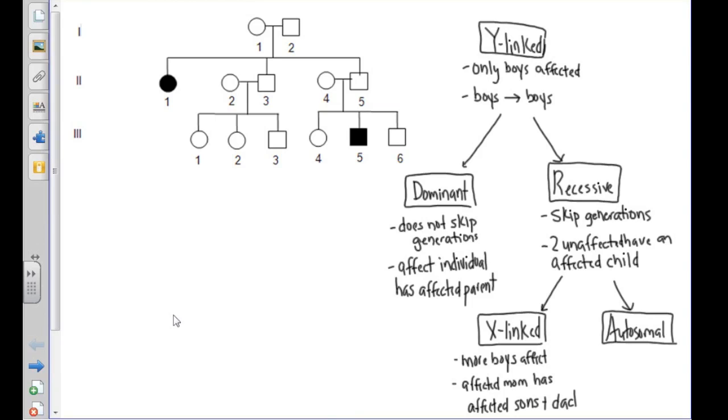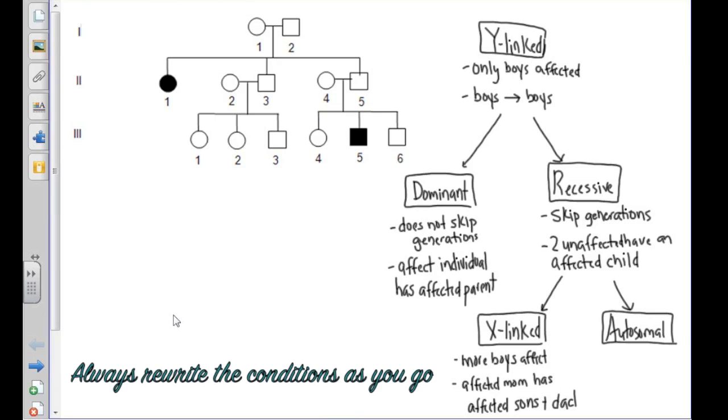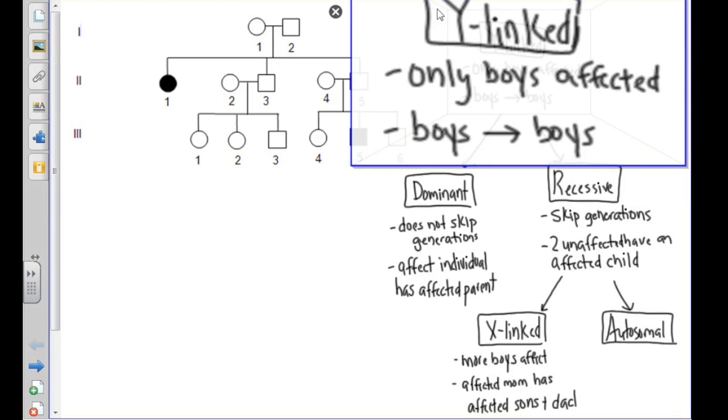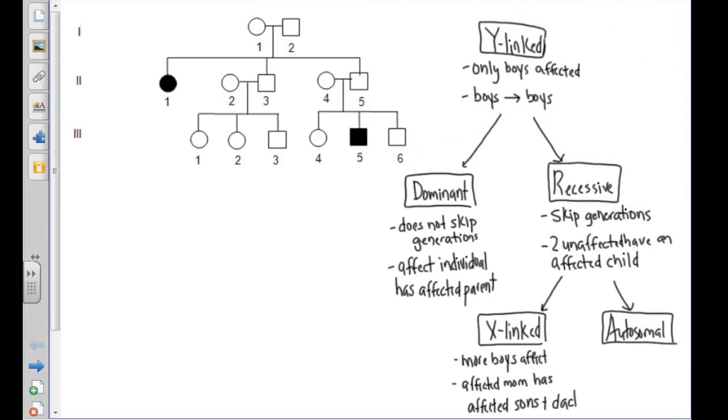So what I did is I recopied the steps that we did in the last question, and so you should rewrite these steps out every time, but I wrote them here so that we could spend more time looking at the pedigree. So the first thing we do, just like we did with the other pedigree, is to ask ourselves, does the pedigree show a Y-linked mode of inheritance? Don't forget Y-linked means that only boys are affected and that an affected boy or affected father can only have affected sons. So if we take a look at our pedigree, we can see if this is true.